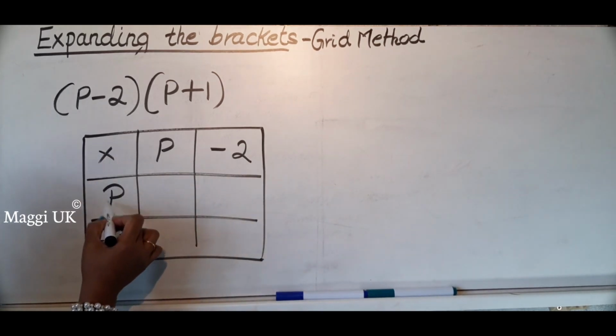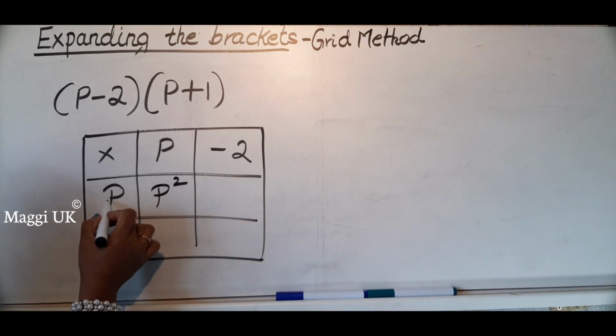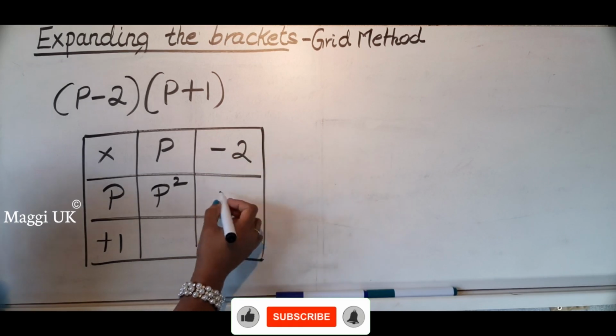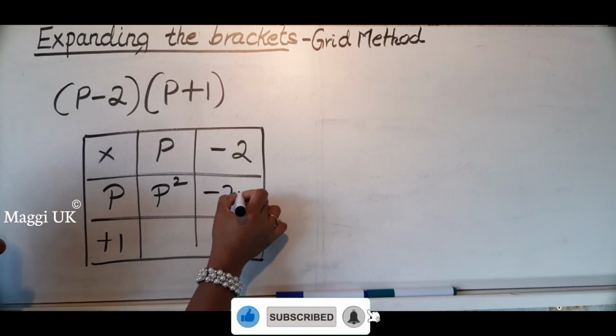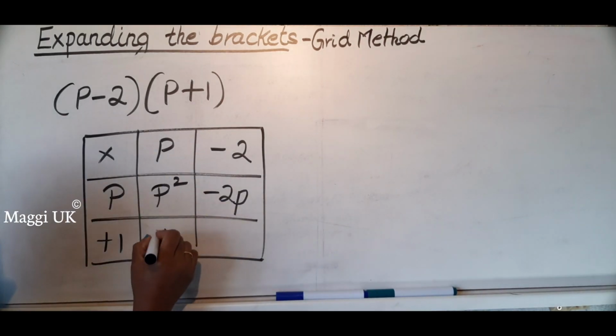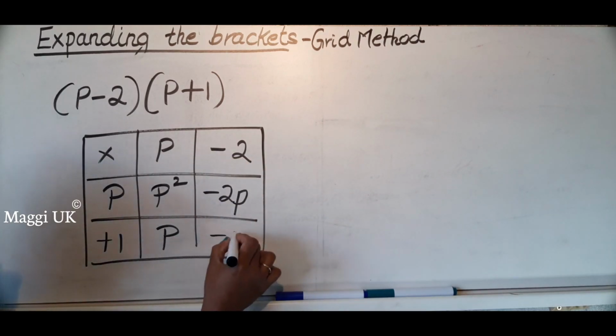Okay, so this is P times P, which is nothing but a P square. And then next one we have to take this and this one, which is P times -2 will become nothing but -2P. And then this is a positive 1, which is nothing but 1 times P, which is nothing but a P. And then 1 times -2 will become -2.